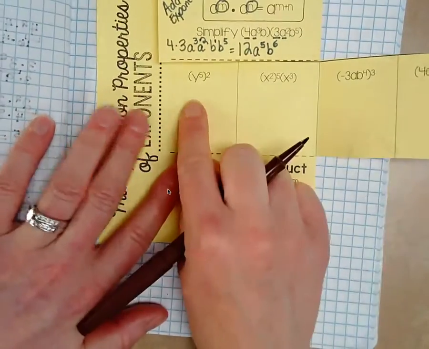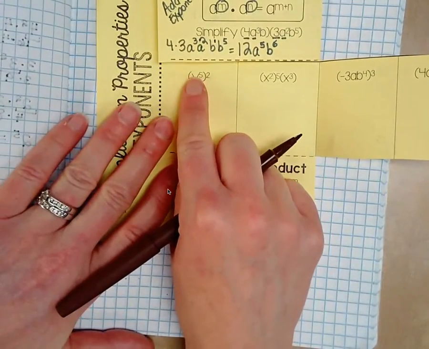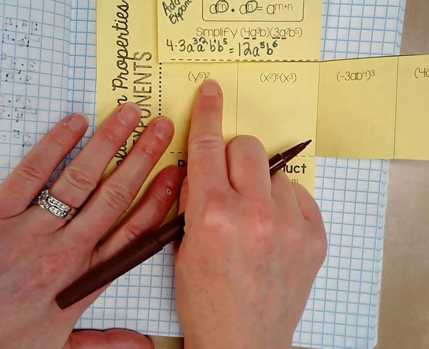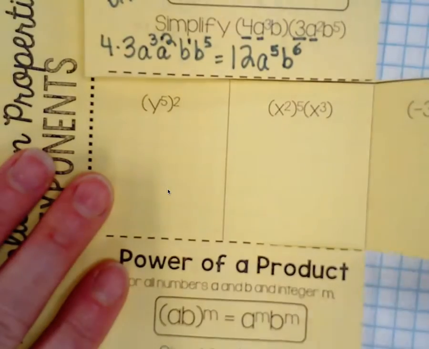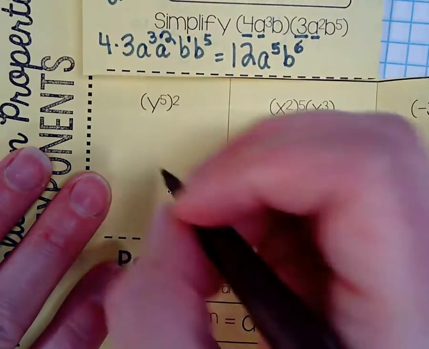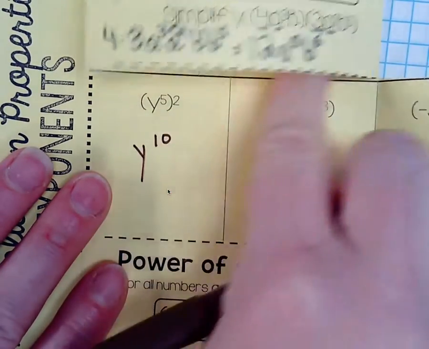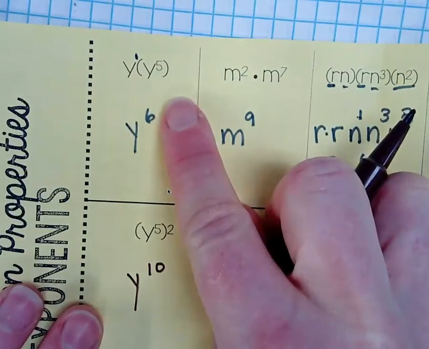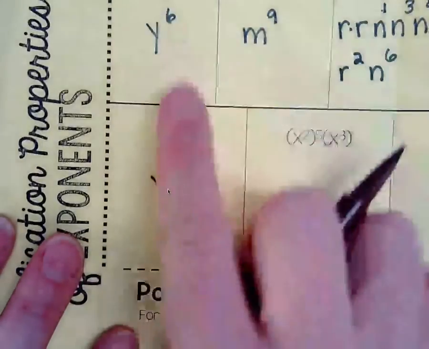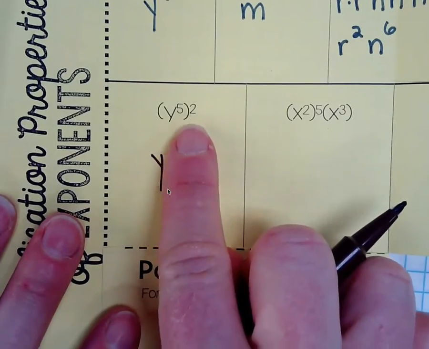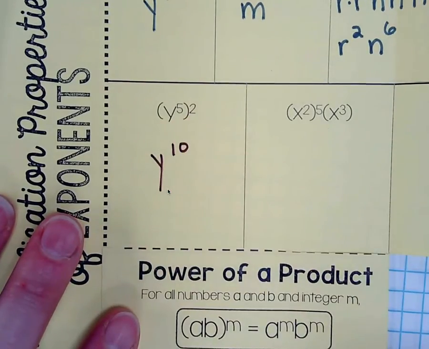All right, so let's look at the inside ones. y to the 5th squared. See how they're separated by parentheses? How many y's would we have? 10. So do y'all see the difference between these types of problems? Each exponent has a base. This one, you have parentheses, and you have an extra exponent.